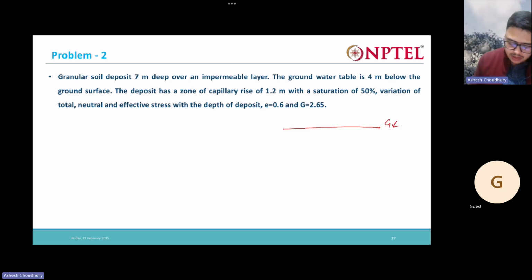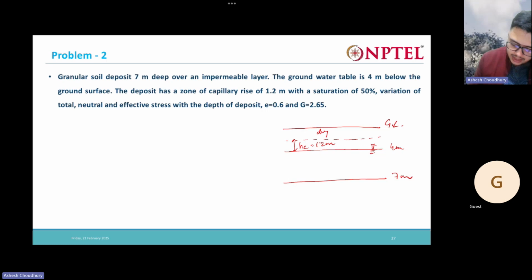So this is the ground level. Then the groundwater table is 4 meters below. Here we have the groundwater table. The deposit has a zone of capillary rise of 1.2 meters. So 1.2 meters we have the capillary zone. The rest, this is the 7 meter level, right?